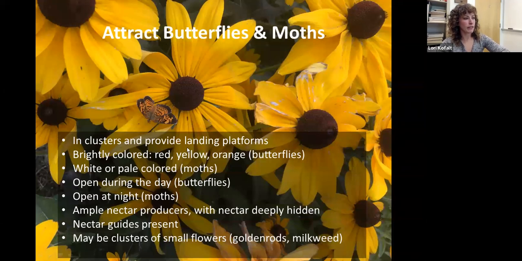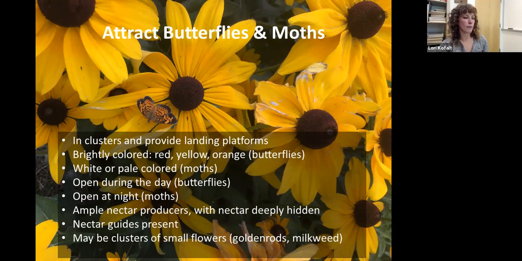And then to attract butterflies and moths, you want to plant flowers that grow in clusters, like a milkweed, and have landing platforms. Butterflies prefer brightly colored flowers: red, yellow, orange, and pink. Moths like white or pale colored flowers.